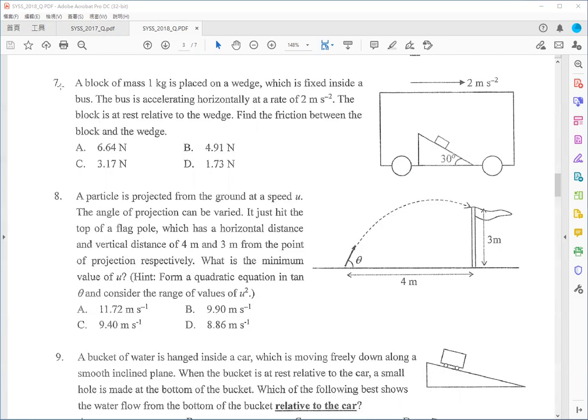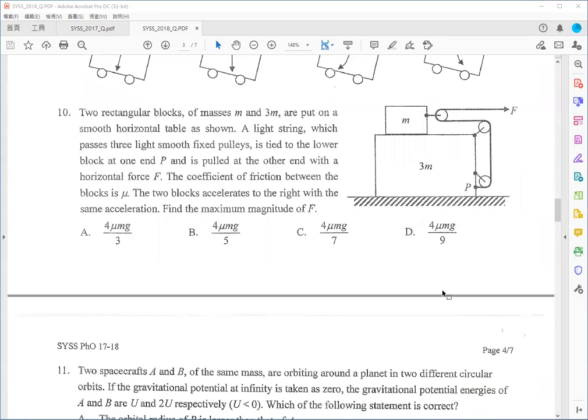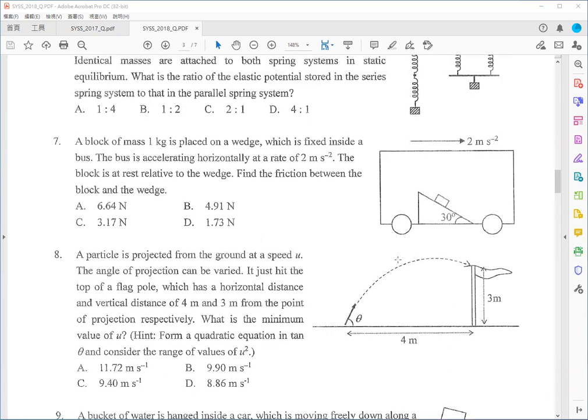So maybe let's have a look at question 7. Maybe let's have a look at question 7 here. You take a look first.